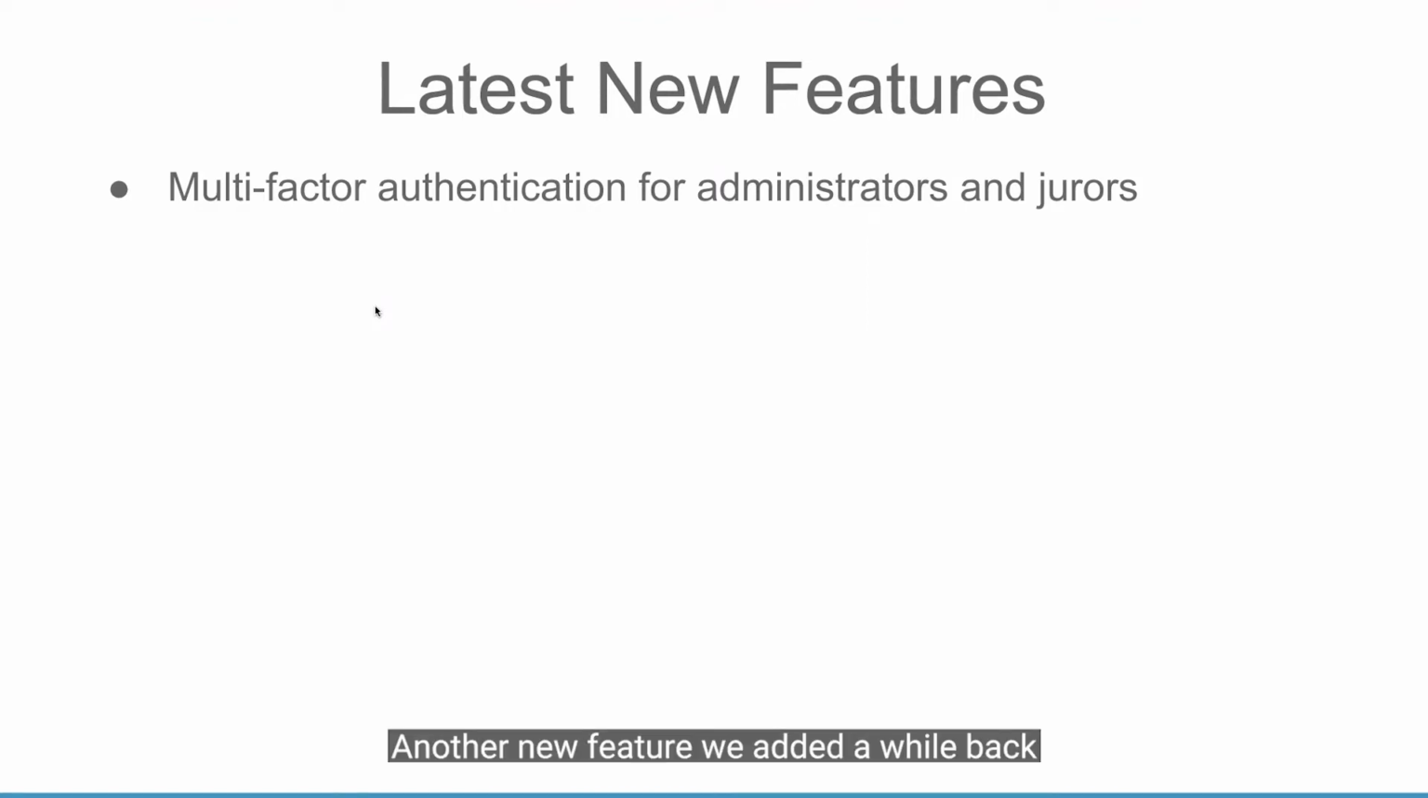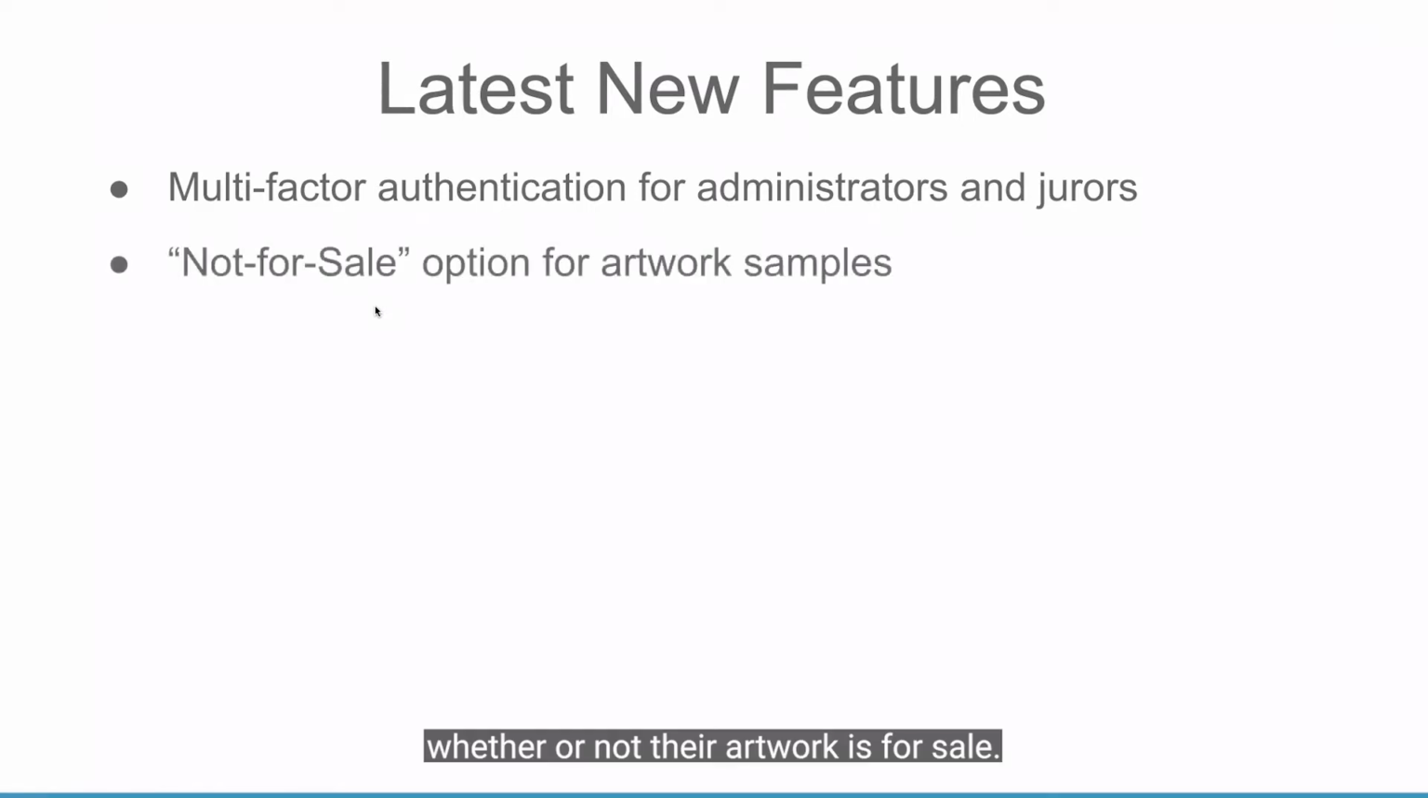Another new feature we added a while back now is the option for artists to indicate whether or not their artwork is for sale. So previously, when an artist entered the details of their work samples, they could only indicate the numerical price or value of the artwork. But after receiving feedback from artists, we added a new question that asks first if the artwork is for sale. If the artist selects yes, the price and value field is required. But if they select no, the price and value field is optional.